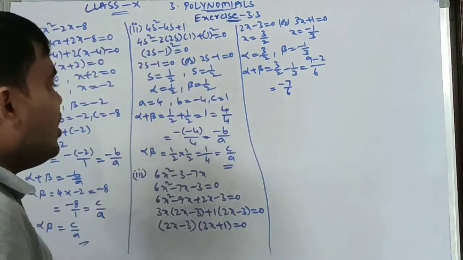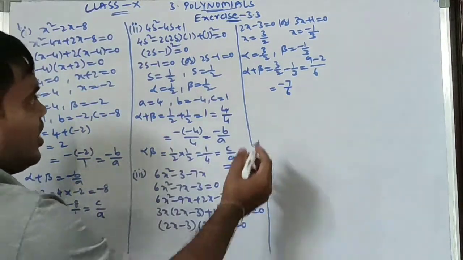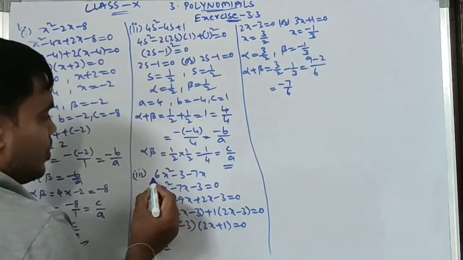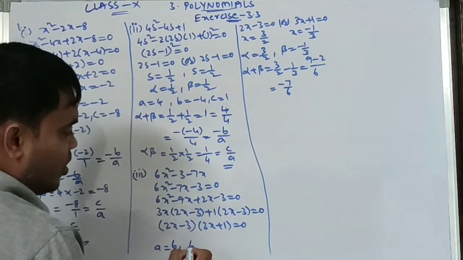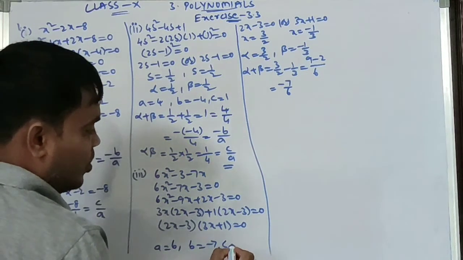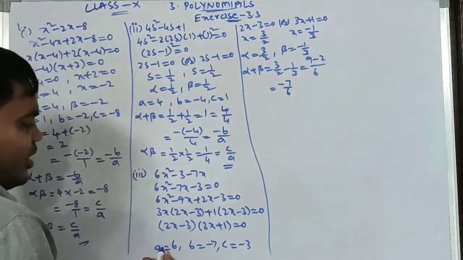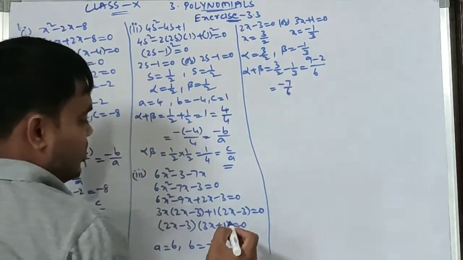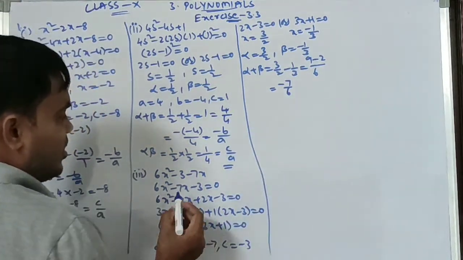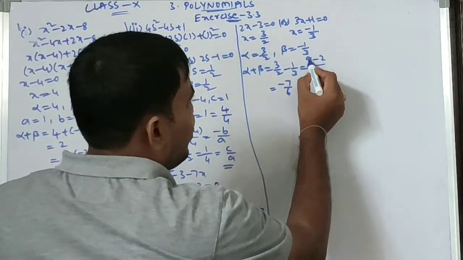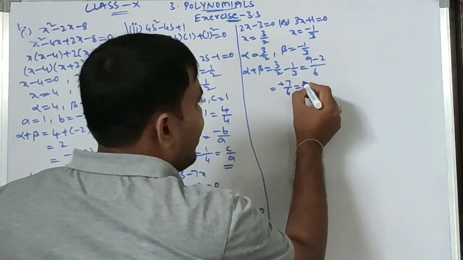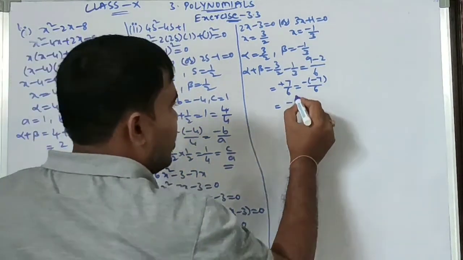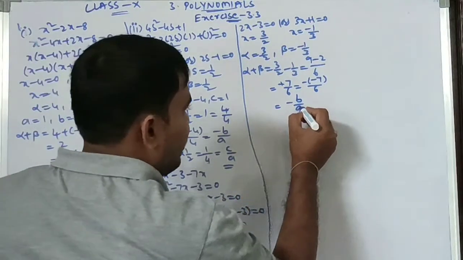So what are alpha, A, B, C? Here I am writing A equal to 6, B equal to minus 7, C equal to minus 3. So minus 7 by 6. Actually, this is plus 7, so I want to write minus of minus 7 by 6. Minus of minus 7 equal to B, 6 equal to A. Minus B by A.